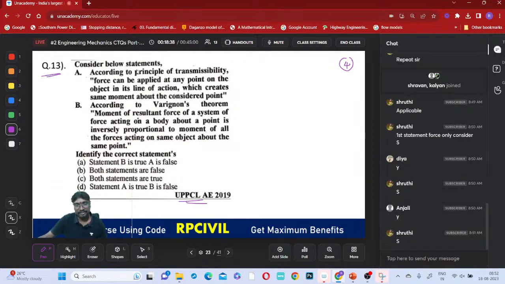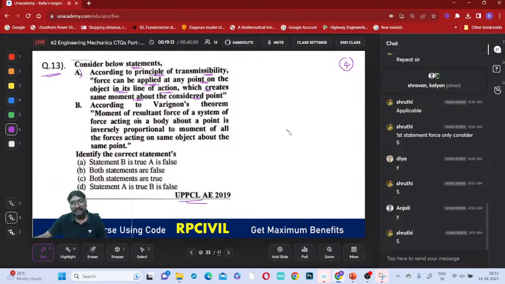Consider the following statements. Question number 13. According to the principle of transmissibility, a force can be applied at any point on an object in its line of action, which creates the same moment about the considered point, right? Is it so?